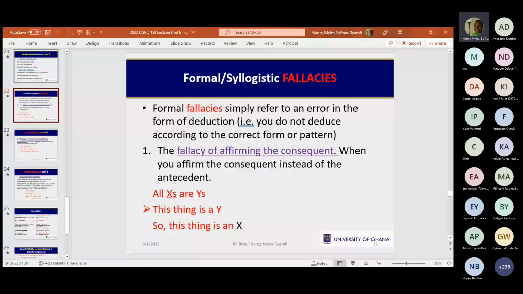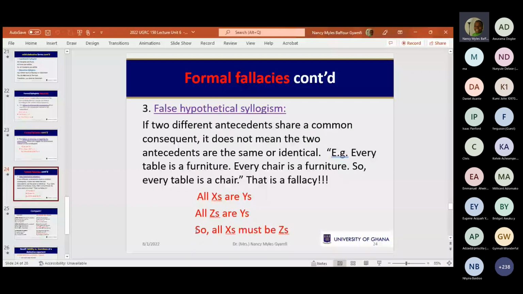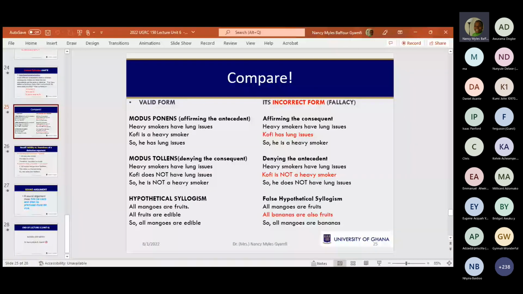Therefore, what have we done so far? The rest of the content has been covered. You know, denying the antecedent. Hypothetical syllogism. The first one would say all x's are y's, then all z's are also y's. Therefore, we should conclude that all x are z's. Fallacy. You have seen that. This is the two together on the screen. I'm walking you through. Let's make sure we have covered everything.